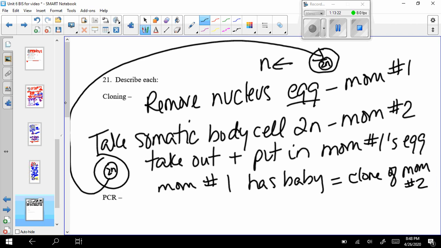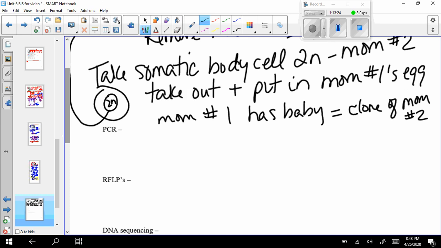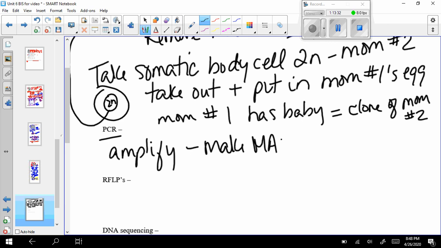All right, PCR is just a process to amplify a gene. So amplify means make many copies of a gene. So let's say at the U of R, they're studying the breast cancer gene. Before they study it, they're going to want to make replicates of that gene over and over and over again so that they can do many, many tests. So that is what it is.